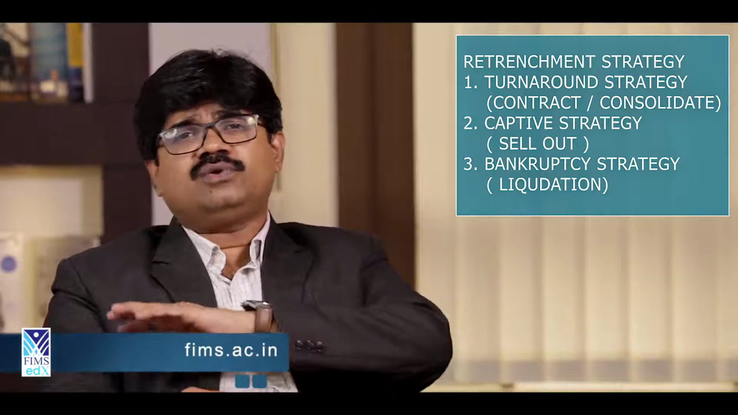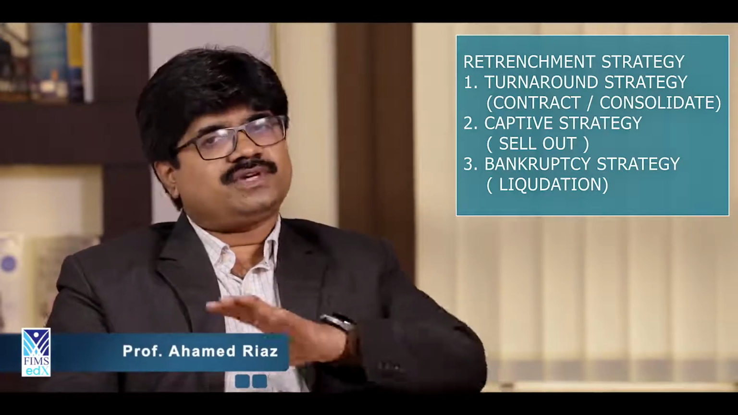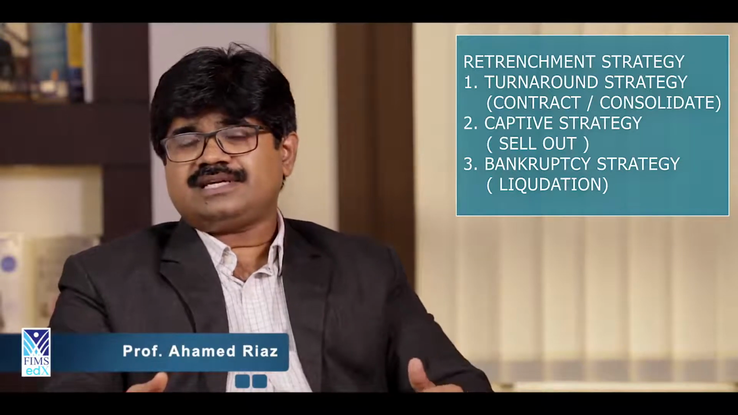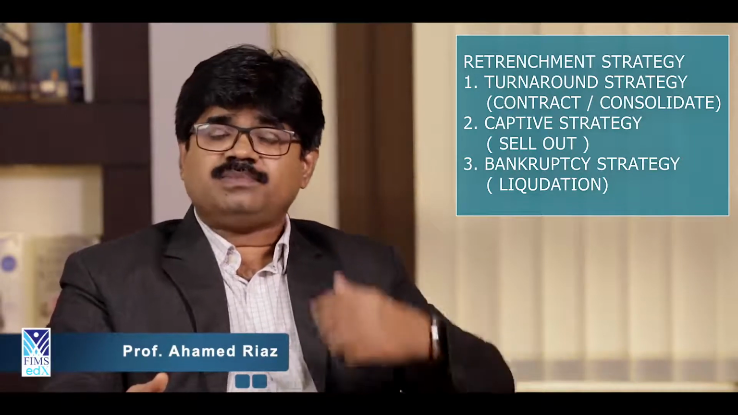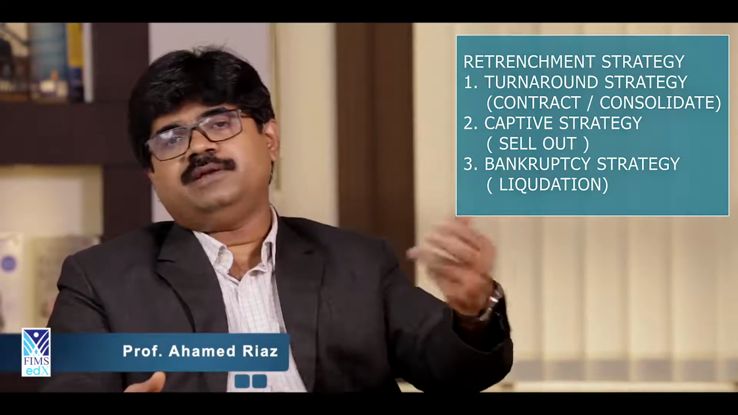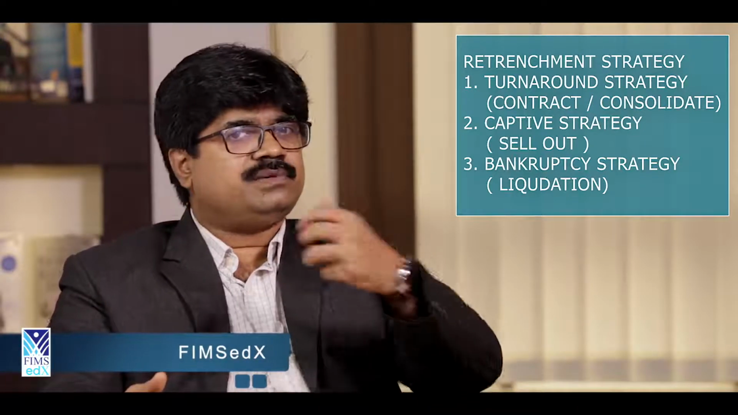If they find that turnaround is not possible, then the next strategy is the captive company strategy. What is a captive company? They wave the white flag and say that we are no more for competition. They surrender in front of the competition. They tell the competitors that we have surrendered and you can take us over. That is a captive company strategy. Sometimes they also go for a sellout. They sell out the shares of the company either to the competitor or to some other players. So that is the captive company strategy.